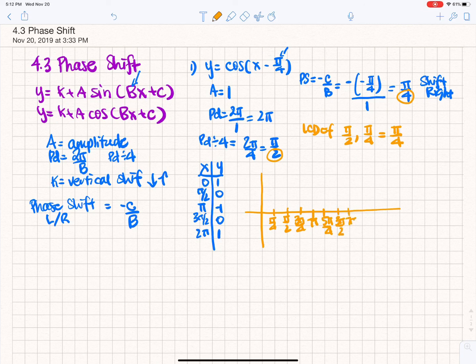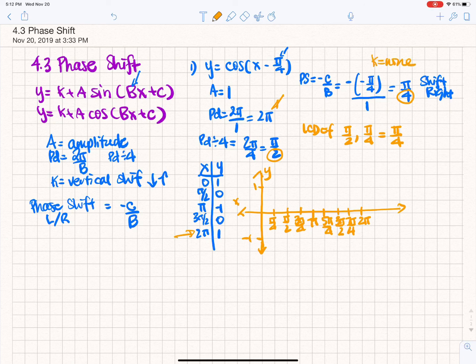7 over 4, 8 over 4. How do we know where to stop? You stop here, which is the period. It ends at 2 pi. Okay, our A is 1. Make sure you label everything. Is there a K here? Forgot to ask you. There's no K. So K equals none.